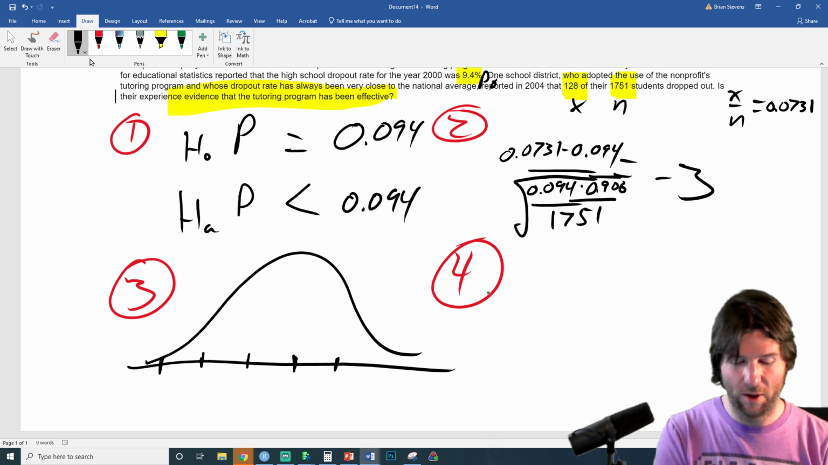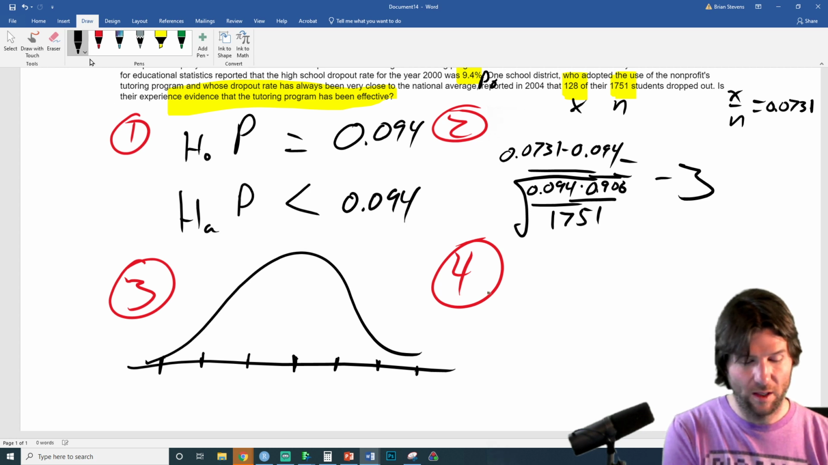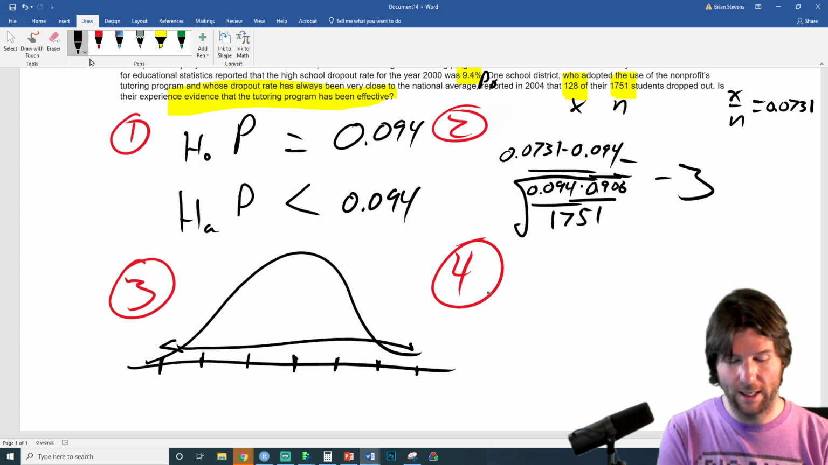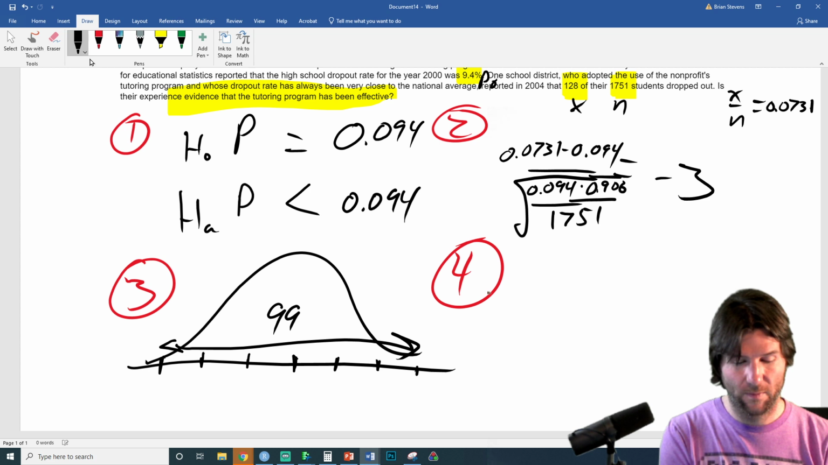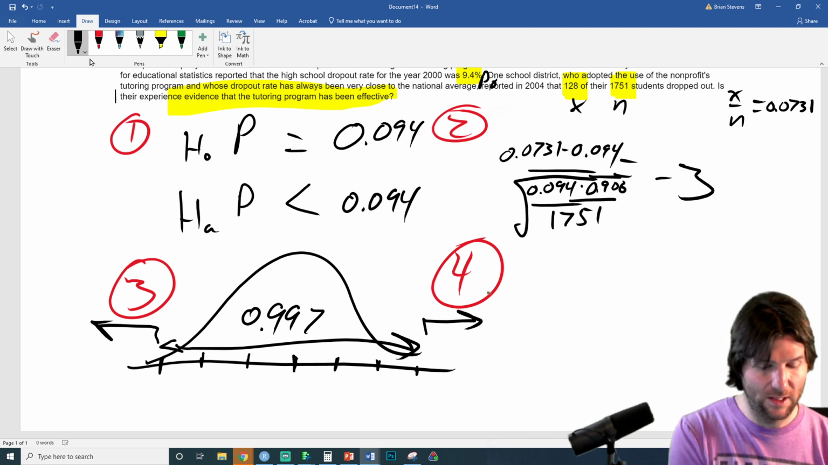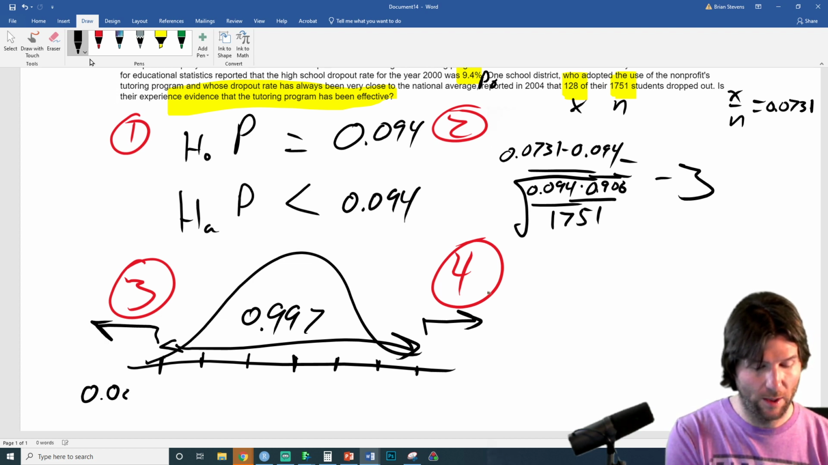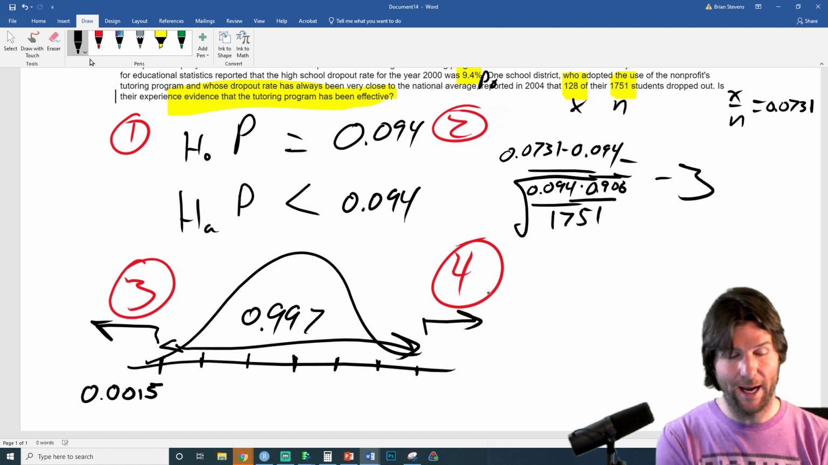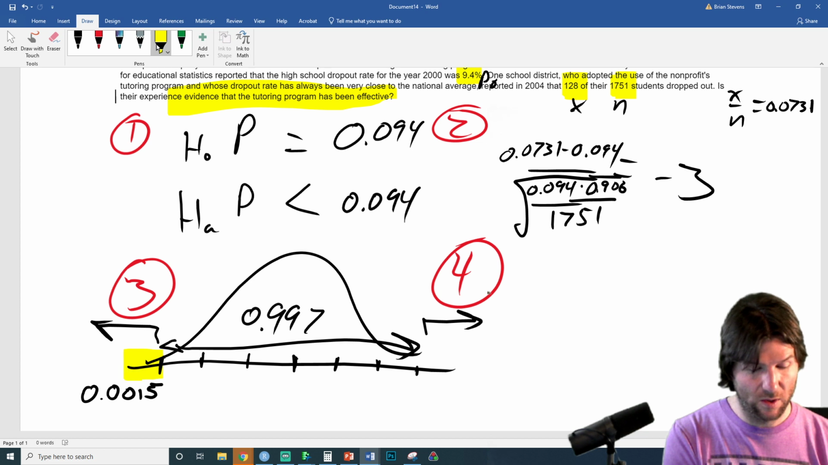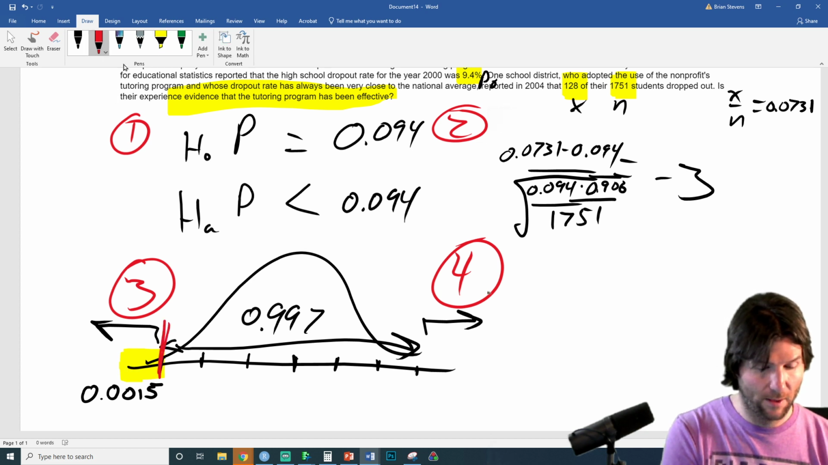Someone in the chat should know how to guess this one. Because if we have 99.7% inside of here, then what would be in these tails? In one of these tails would be 0.0015. So we can show this again on the applet here in a moment, but we landed right there.